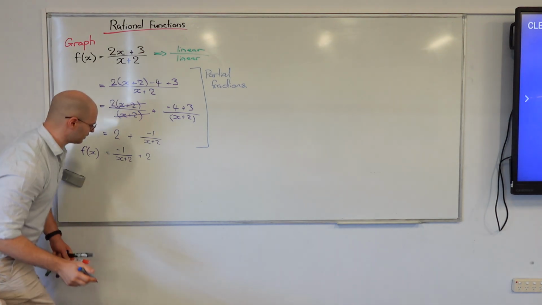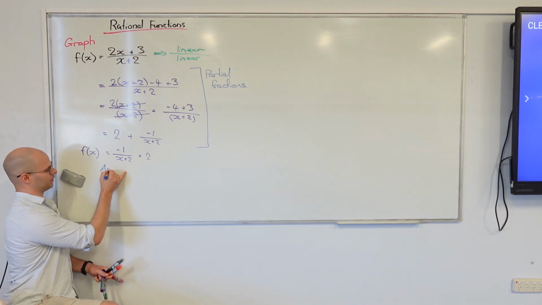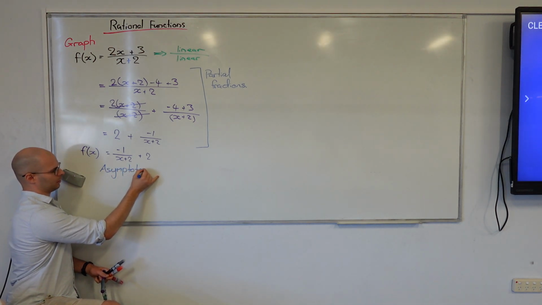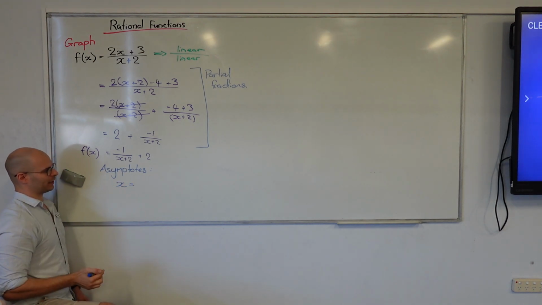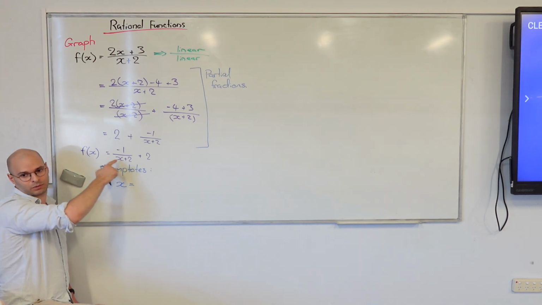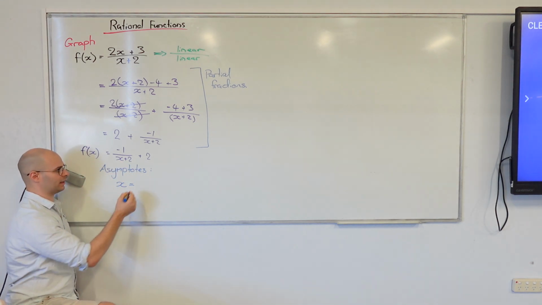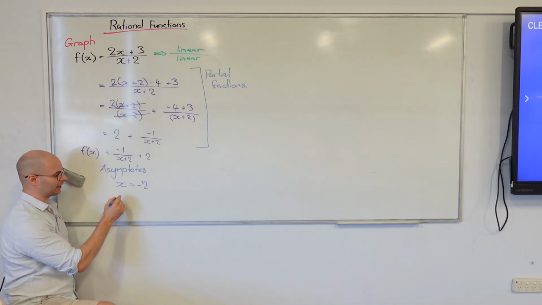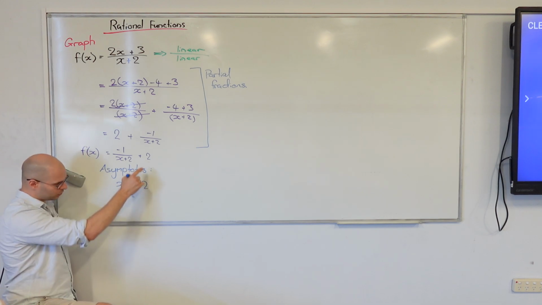Now looking onto this, let's have a think. What are our asymptotes here? What is our vertical asymptote going to be? Yeah, because if we put in negative 2 here, we end up getting what I call a pole. So it's like a straight vertical line. So there's going to be an asymptote at negative 2, or x equals negative 2, and the y asymptote is going to be at 2.